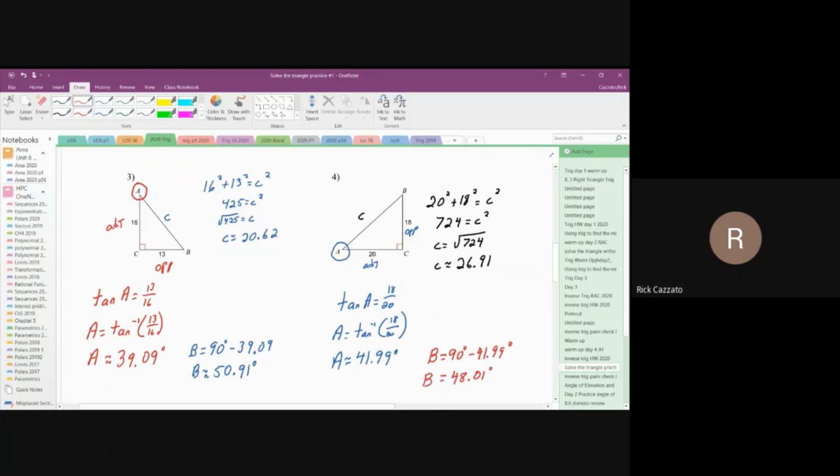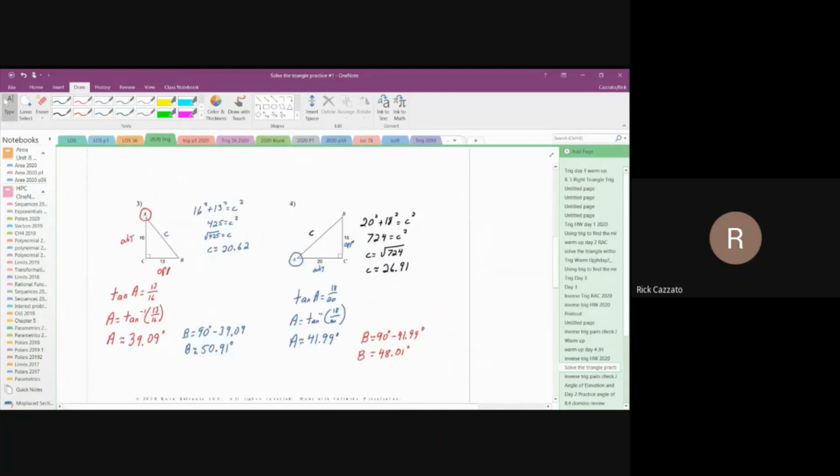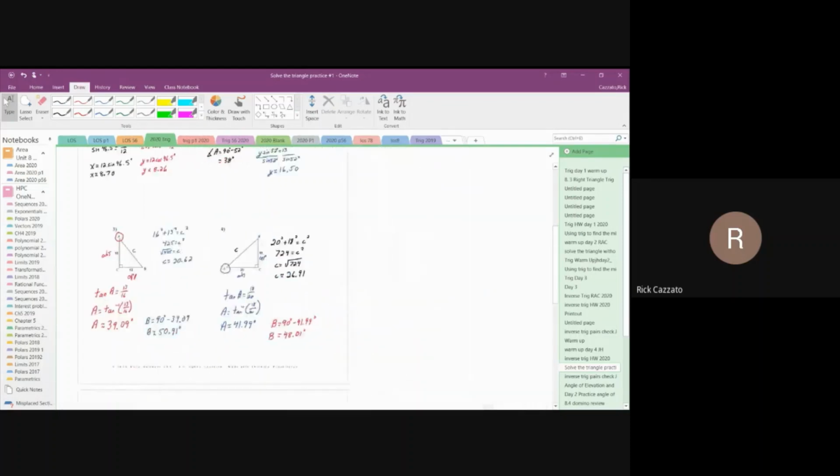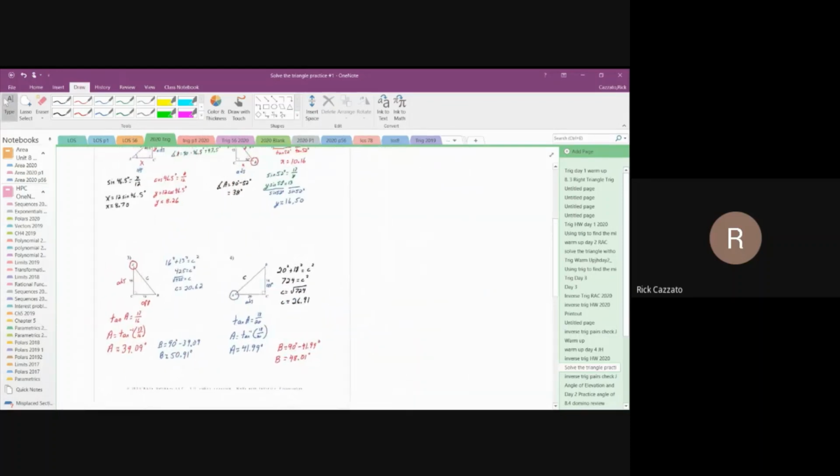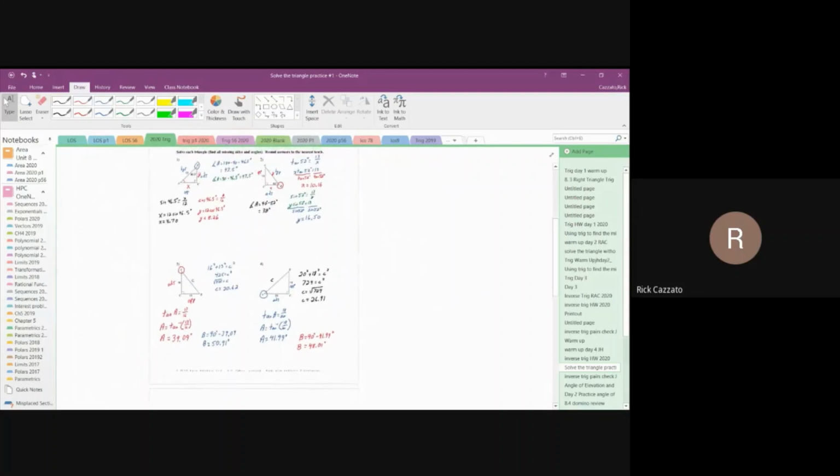So the learning target for this particular lesson was to find all the missing sides and all the missing angles. The next video will be about angles of elevation and angles of depression.